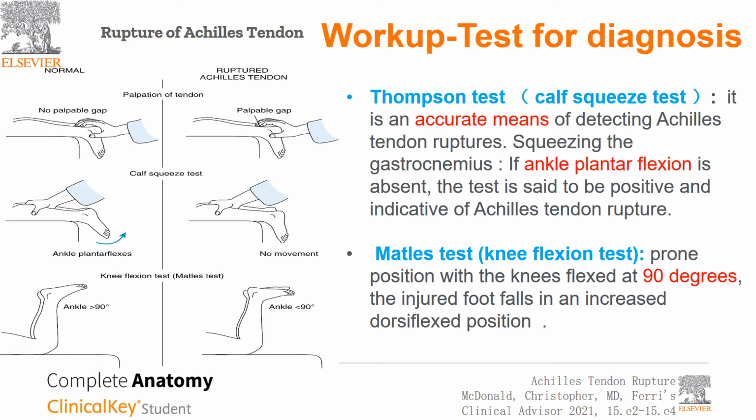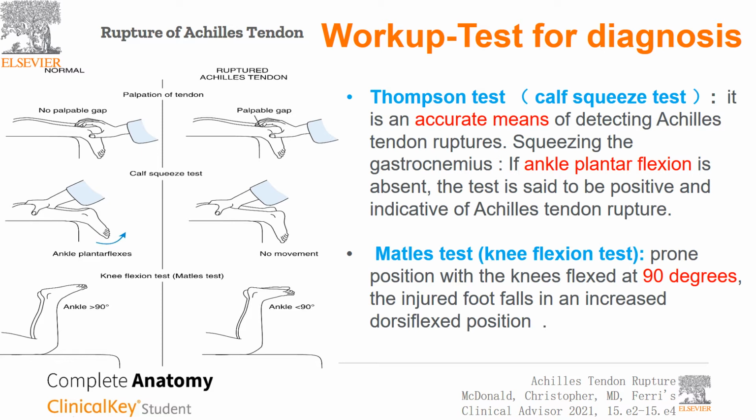Workup test for diagnosis. The first one is the Thompson test, also known as the calf squeeze test. It is an accurate means of detecting Achilles tendon ruptures. The patient is placed in a prone position with the knee flexed. While squeezing the gastrocnemius, the clinician evaluates for the presence or absence of ankle plantar flexion. If ankle plantar flexion is absent, the test is said to be positive and indicative of Achilles tendon rupture.